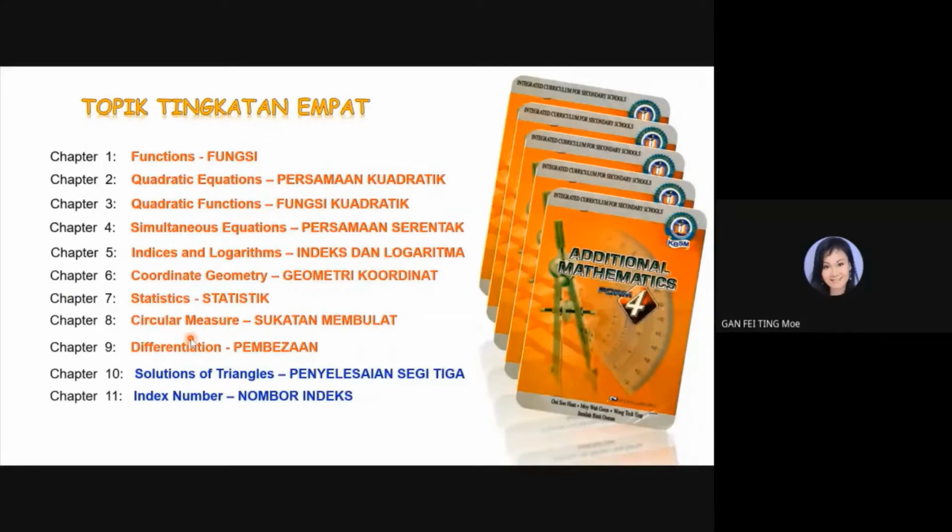Before I proceed, I would like to ask, in these chapters of Form 4, which topic do you think is difficult for you? Can I get some response from you? Which can't you master yet? You let me know, then I'll tell you how to handle. Okay, chapter 5. Chapter 5 is indices and logarithm. Okay, some more? Chapter 5. So the rest, no problem. Chapter 9 is differentiation. Chapter 10, solution of triangle.